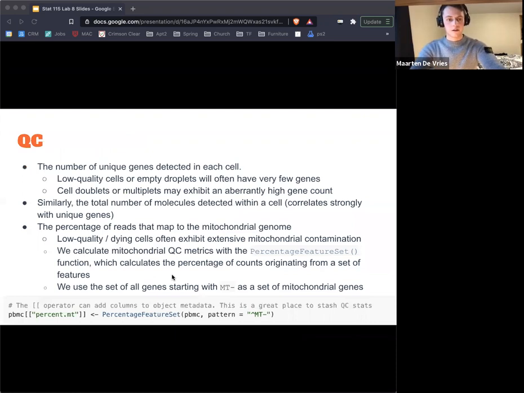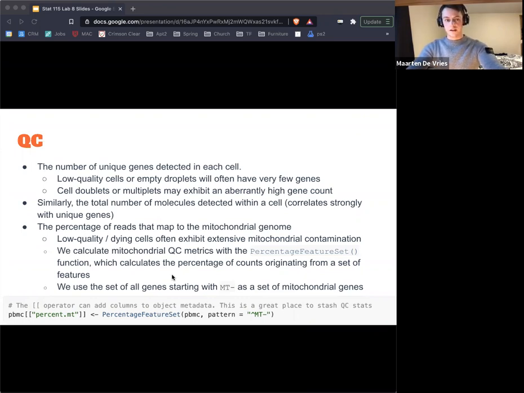Okay, now QC, simple as that, but the one line of code at the bottom, at least for the mitochondrial genes that I talked about. So again, we want to filter out low quality cells or empty droplets, which have very few genes, and then cell doublets may have an aberrantly high gene count. And then we also want to take care of the total number of molecules detected within a cell. That correlates strongly with unique genes.